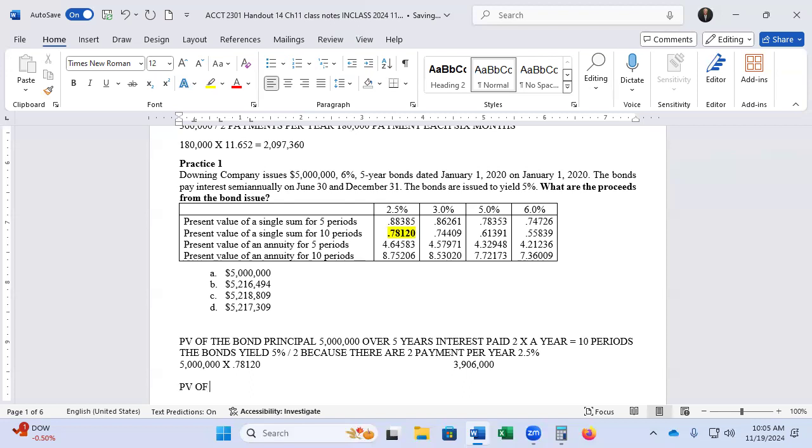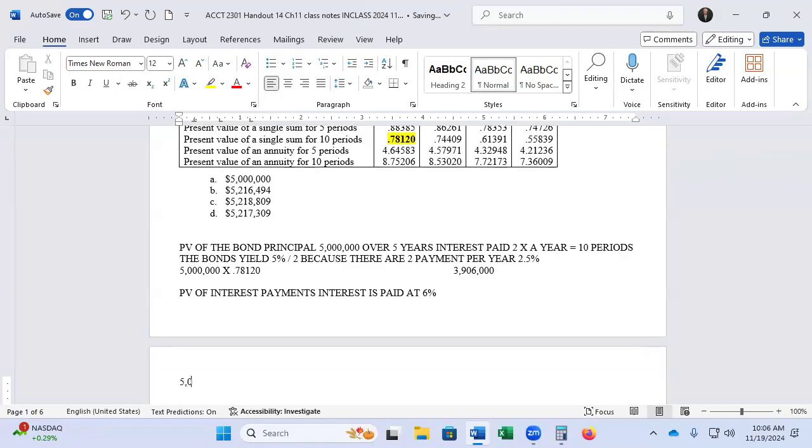And then now we need the present value of the interest payments. So interest is paid at 6%. So we take the 5 million and we multiply it by 0.06, and that's 300,000. And then we divide by 2, because it is paid semi-annually. So we have 0.03 or 3%.